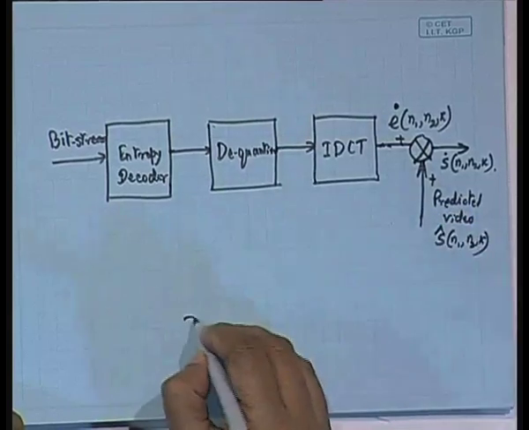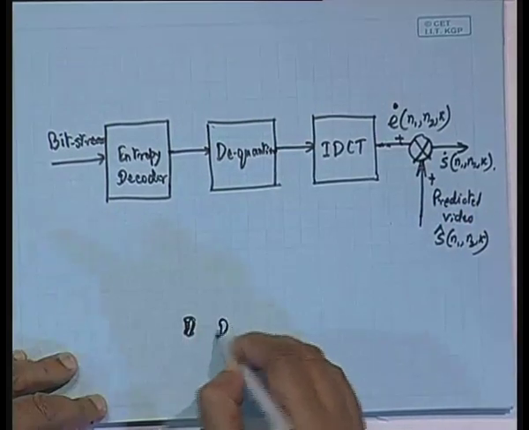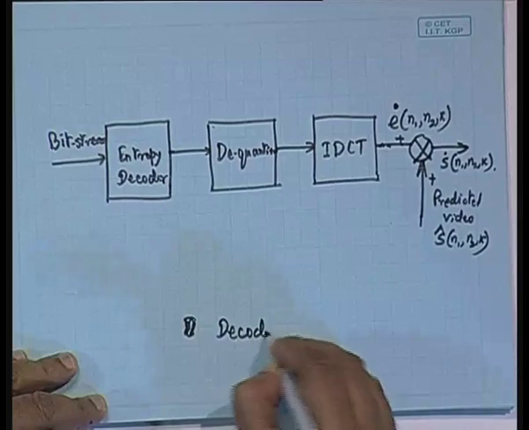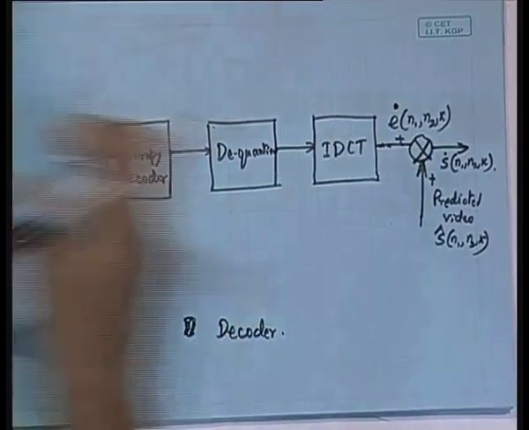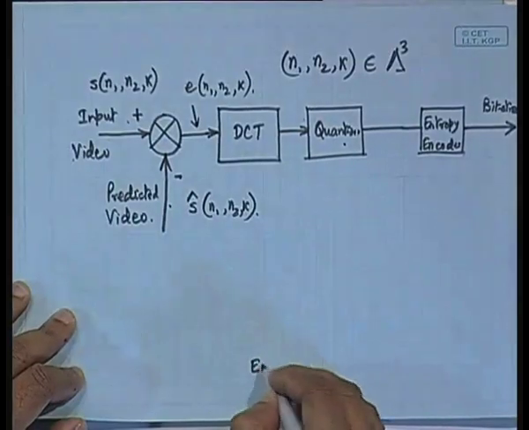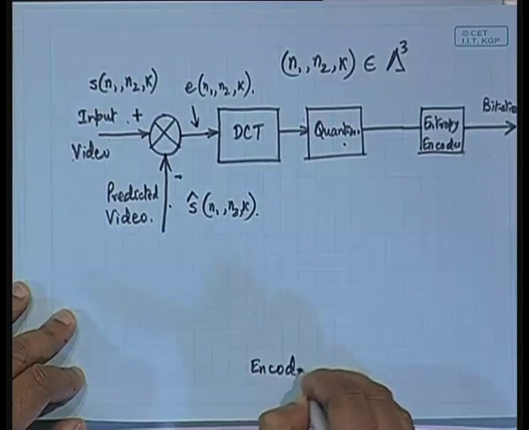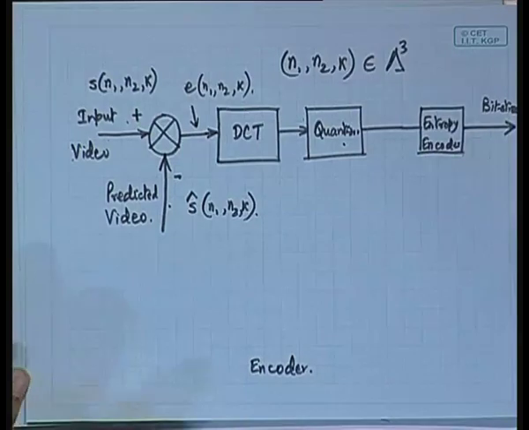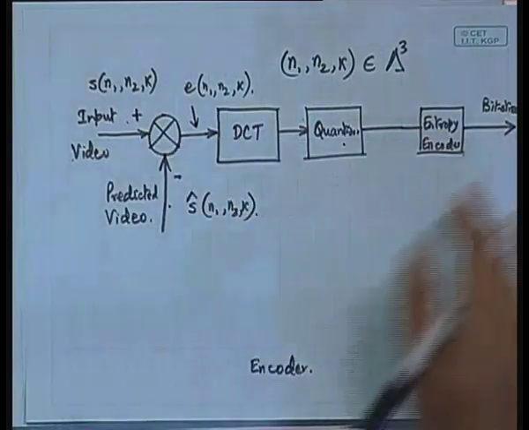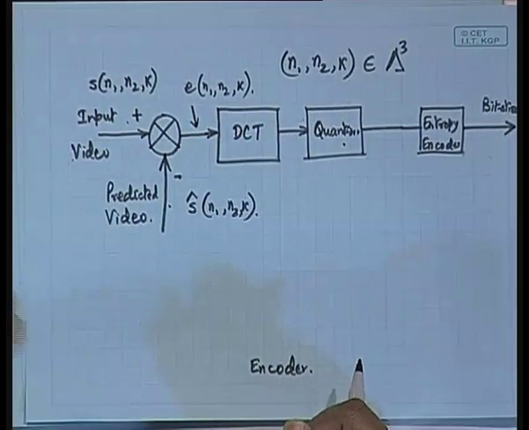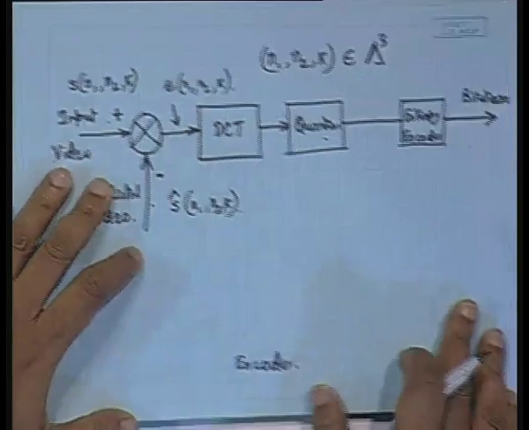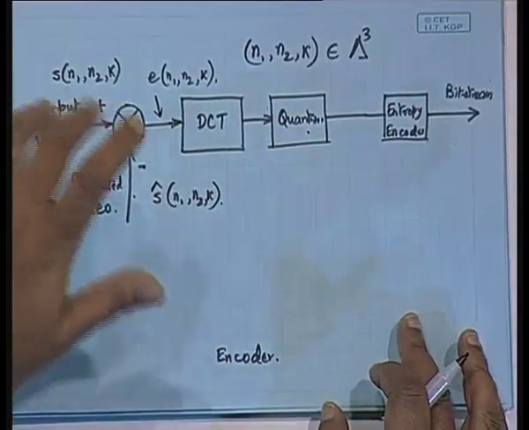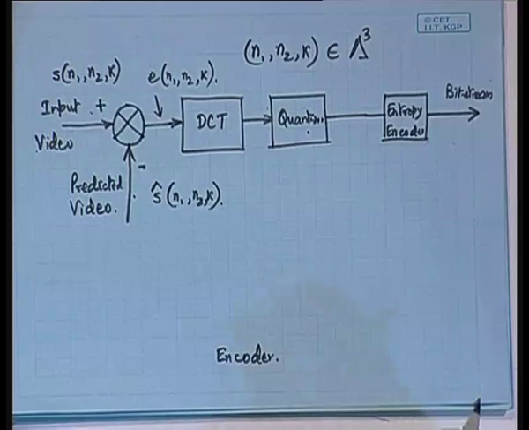So, this will be what we are going to expect at the decoder, and this is what we are expecting at the encoder, but I have not completed my job yet. What I have shown is only a part of the encoder and a part of the decoder, only looking at the forward path, but I have left this issue open: how to generate the predicted video.